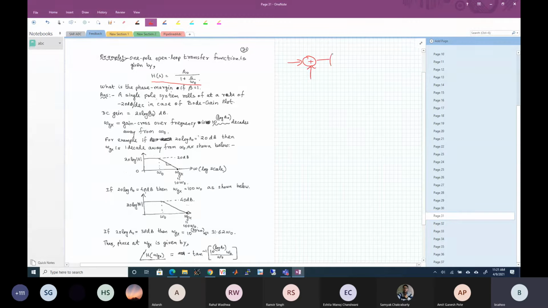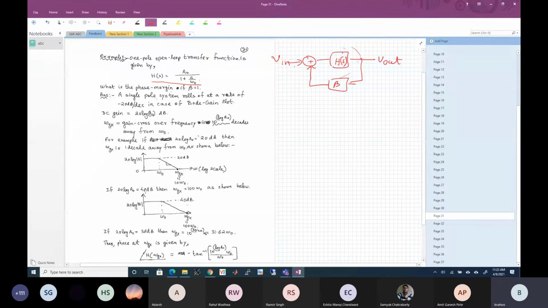Like this. Beta over here, V out and V in. This is the forward path, or the open loop transfer function. We are computing what is the phase margin if beta equal to 1.